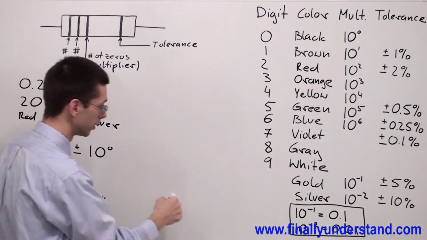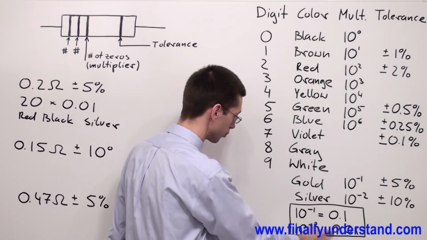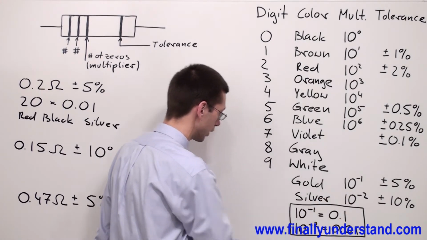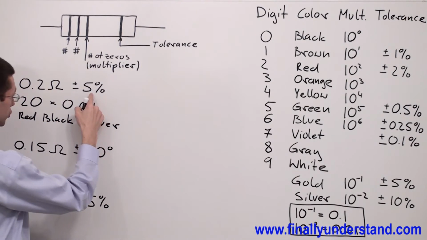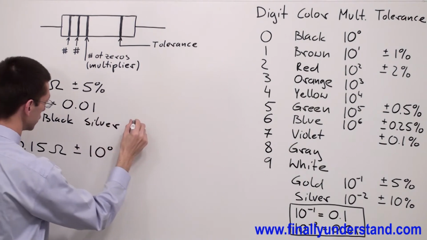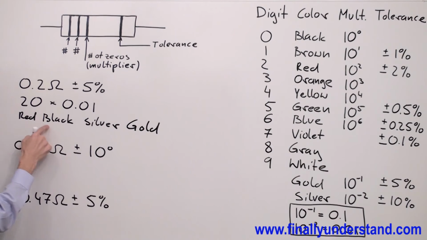Silver represents the multiplier 10 to negative 2, which is simply equivalent to 1/100. And my tolerance is supposed to be 5%, which is gold. This is the color code for this resistance. Let's take a look at the second example.